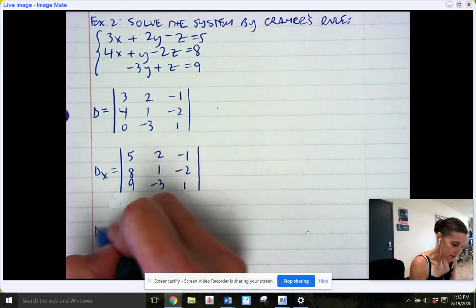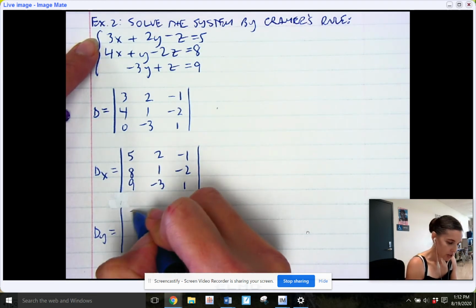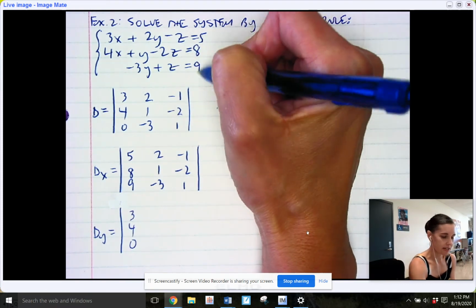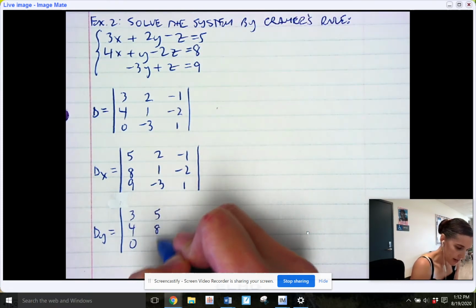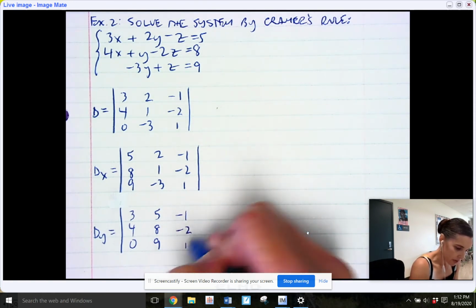I also have to find a Dy. I use my x's, which is 3, 4, 0. Do not use the y, so I need to use your constants out here, the 5, 8, 9. And then use your z, which is negative 1, negative 2, 1.